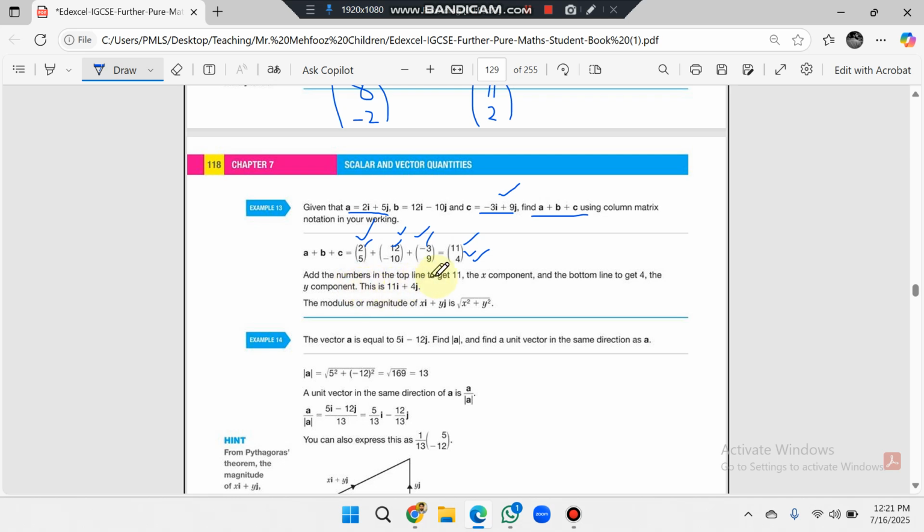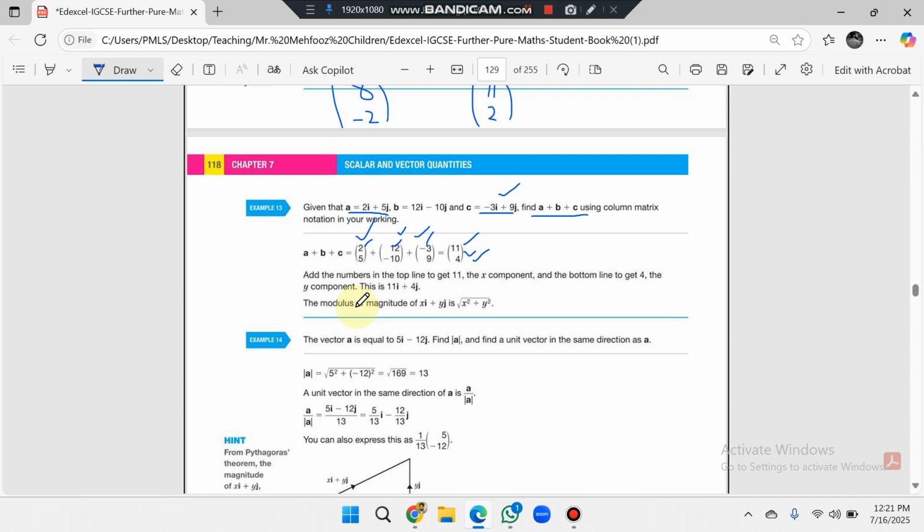Add the numbers in the top line to get 11. The x component is 11, and the bottom line to get 4, the y component is 4. This is 11i plus 4j in the Cartesian component form.